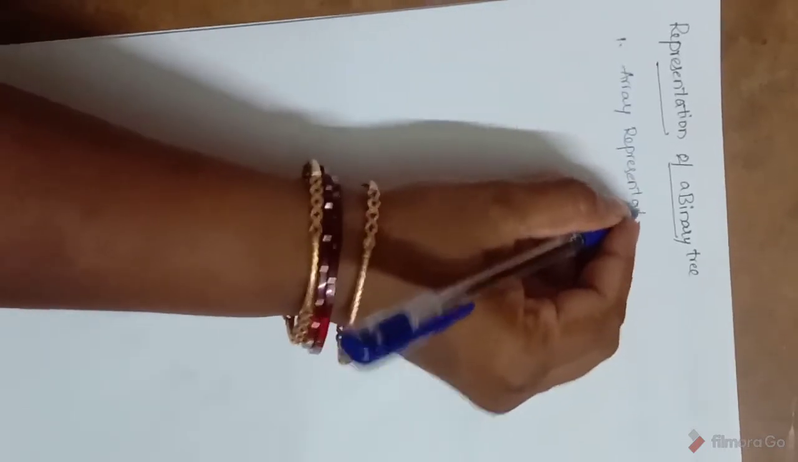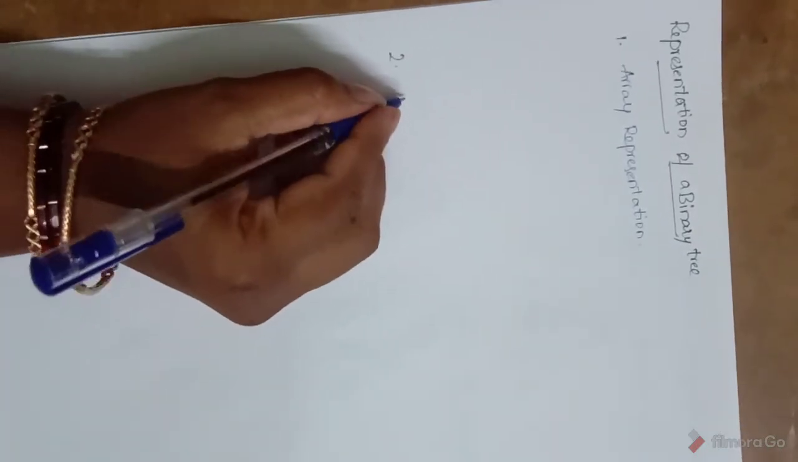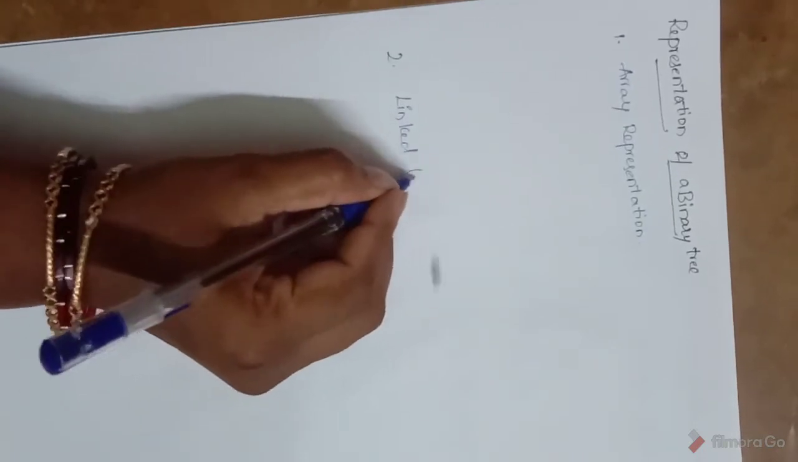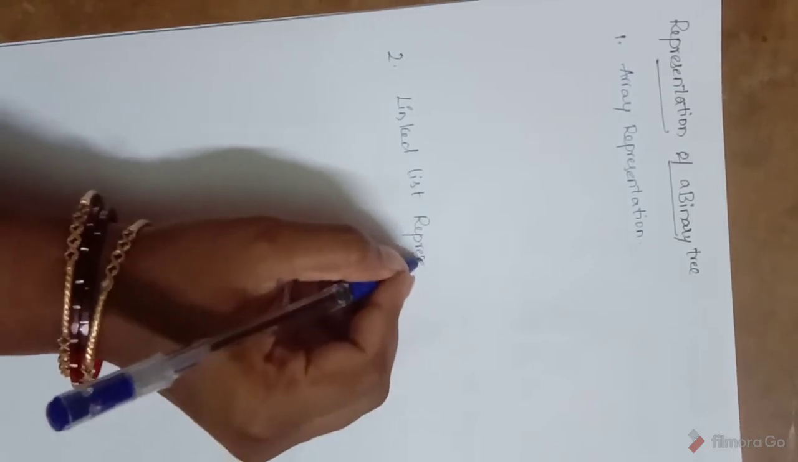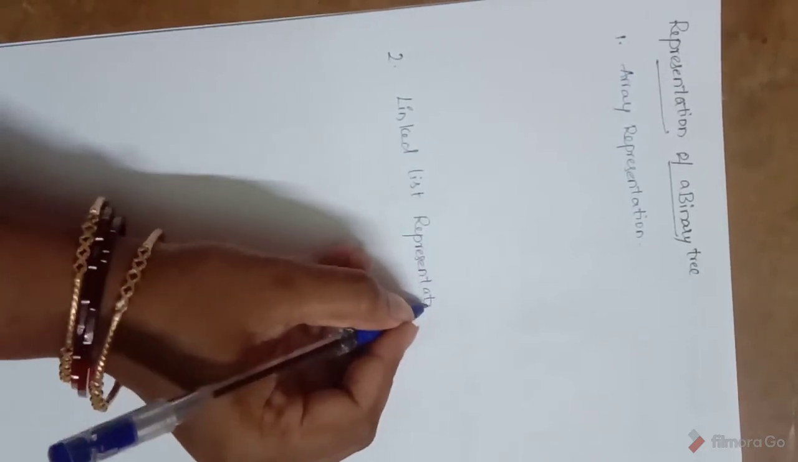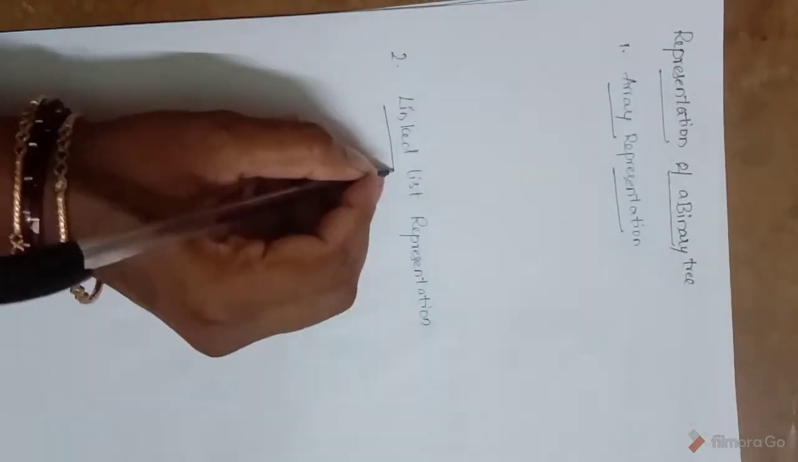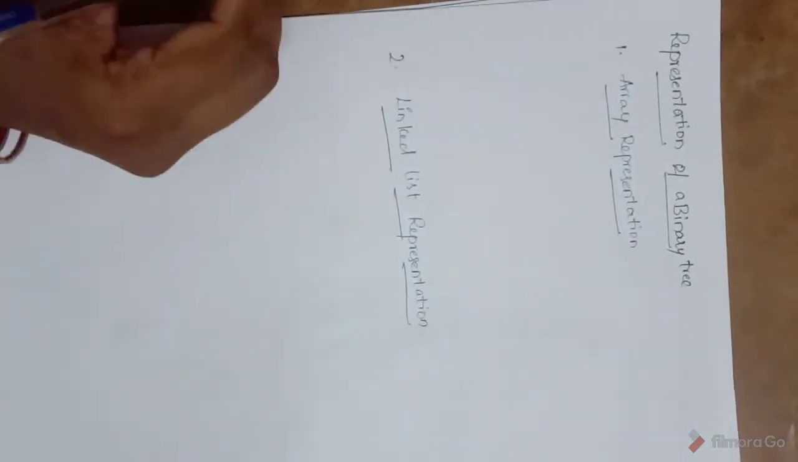Array representation. Next one, we can go with the linked list representation. In two ways we can represent a binary tree. One is array representation, another one is linked list representation. First, array representation.